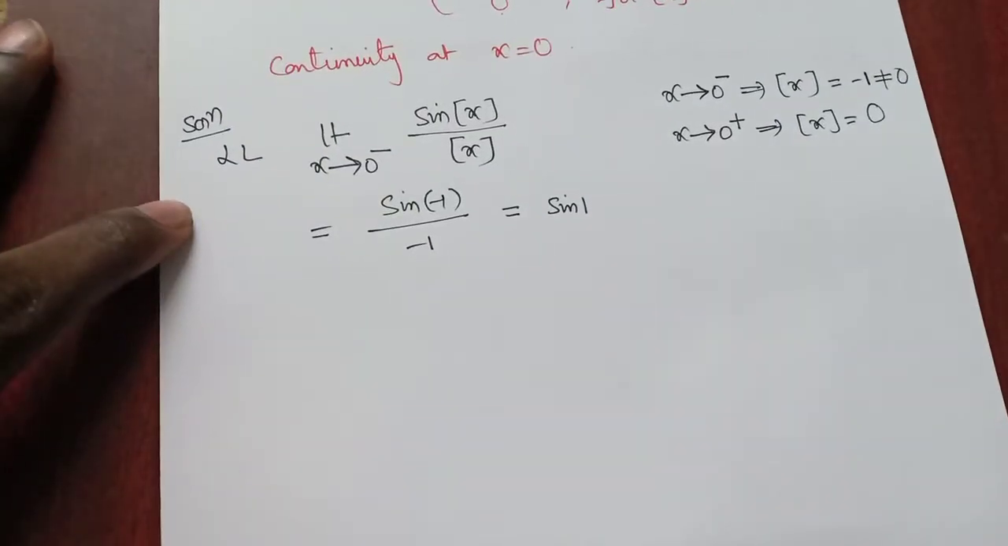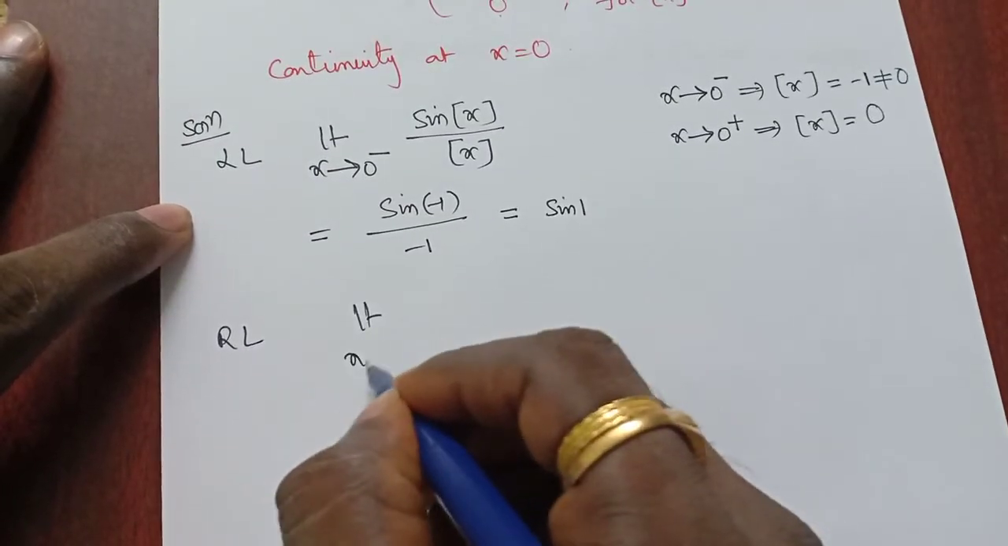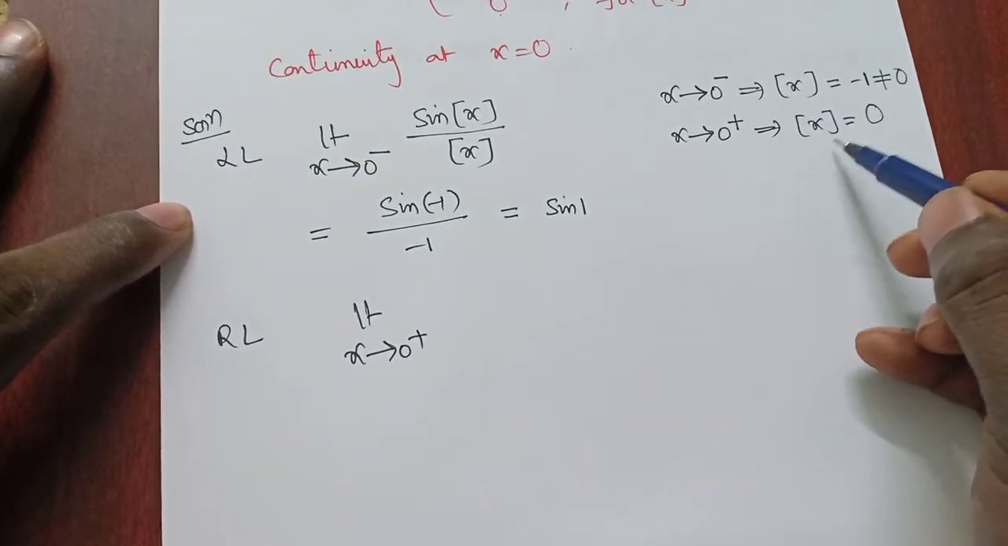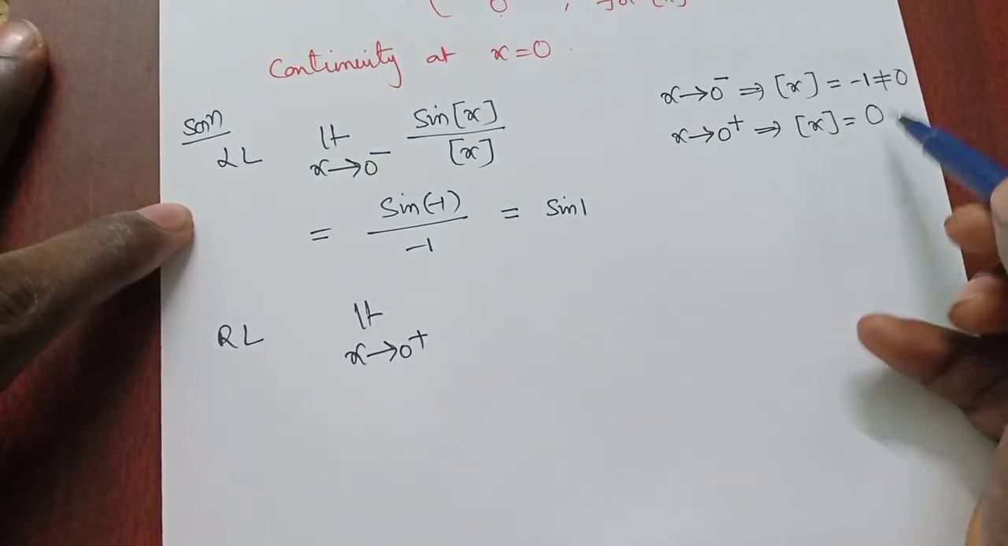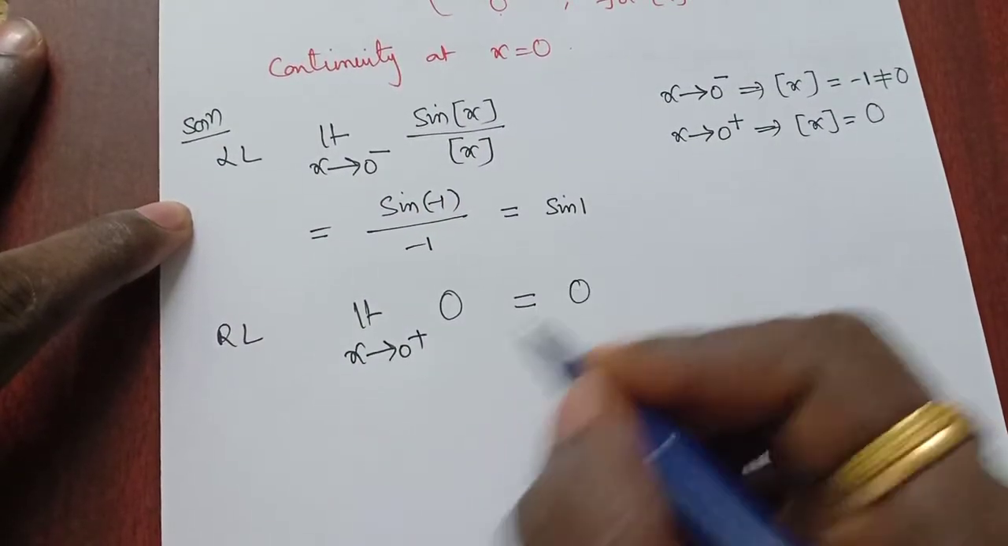Now coming to the right hand limit, limit x tends to 0 plus. As x value approaches 0 plus, [x] is what? 0. If [x] equal to 0, what is the function value? That is equal to 0. It should be equal to 0.